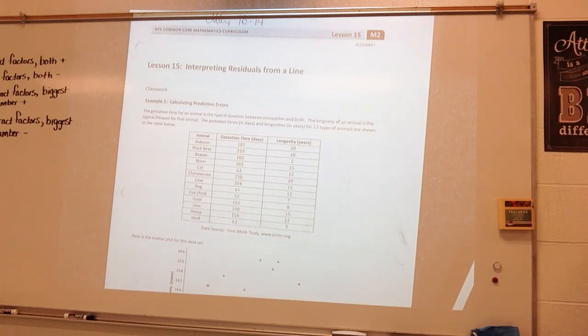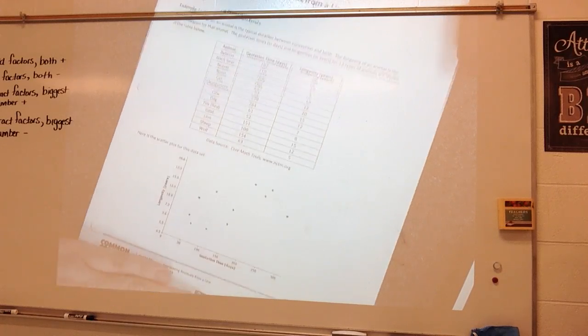Calculating prediction errors. The gestation time for an animal is the typical duration between conception and birth. The longevity of an animal is the typical lifespan for that animal. The gestation times in days and longevity in years for 13 types of animals are shown in the table below. Basically, for a baboon, the time from conception to birth is 187 days, and it lives for about 20 years. That's what the data is saying.